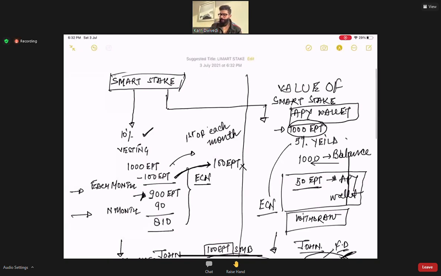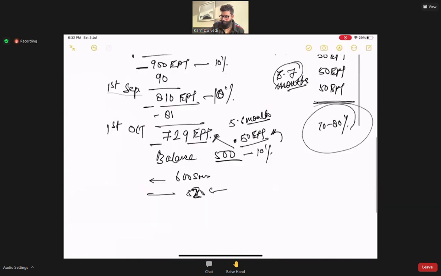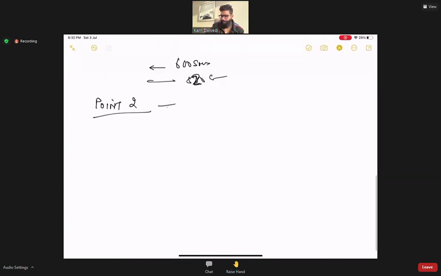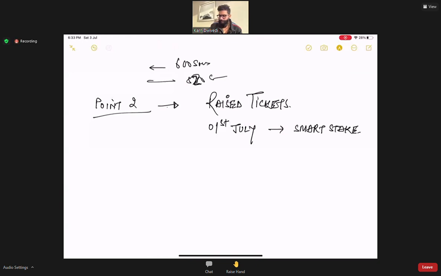Okay. Moving ahead, I would like to address all the points first. Point number two, right? Point number two is that people have raised tickets. Okay, I have asked you to raise a ticket yesterday, because we went on 1st of July, we went on smart stake, and it was conveyed that people 29th closing, you know, after the cutoff.